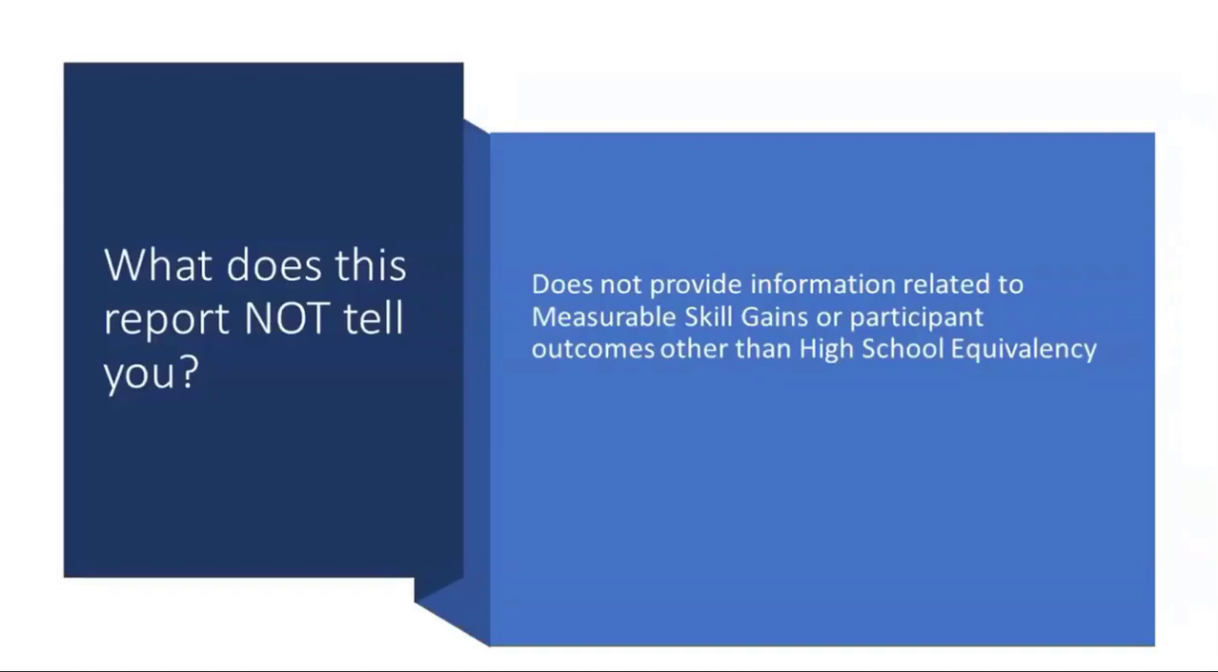Now, I know we were kind of rushed through that, but one thing I wanted to say is that the things it doesn't tell you are the things we're going to be covering in Part 2 next month after the new report comes out, and that is your measurable skills gain. What we know is that once they hit participant status, you're on the hook for an MSG. The next report is going to tell you whether or not you've met the measurement for all of those individuals. So we'll be doing that next time.